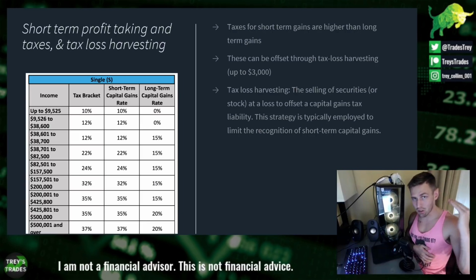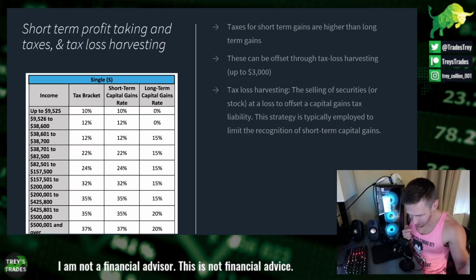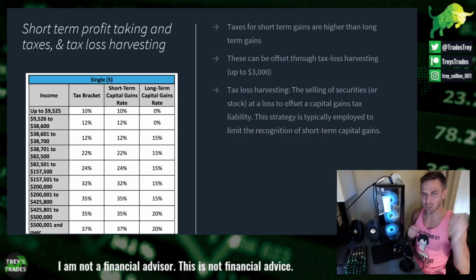So by purposefully losing essentially $3,000 in the market, that can help offset the amount of taxes that you have to pay. And that might sound goofy. It might be like, dude, why would I purposely lose $3,000? But if you think about the math, right?